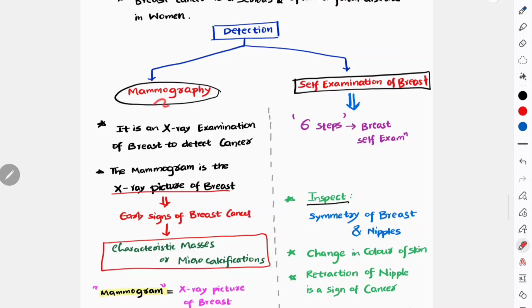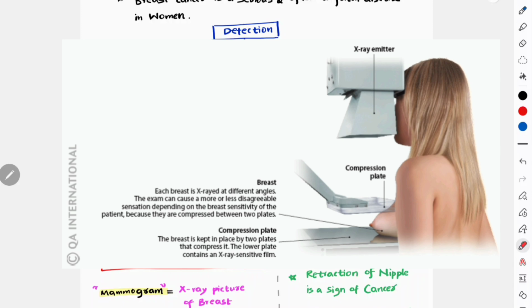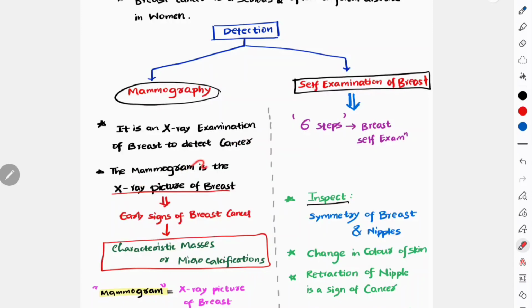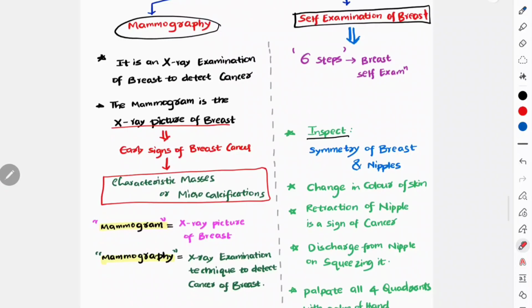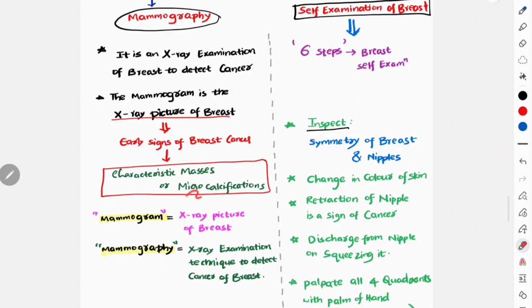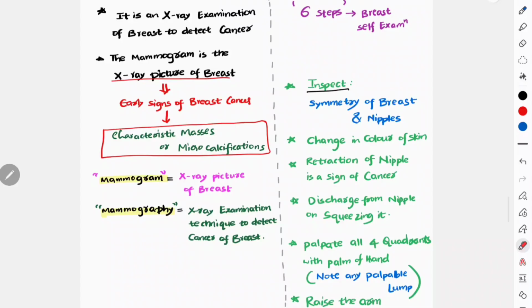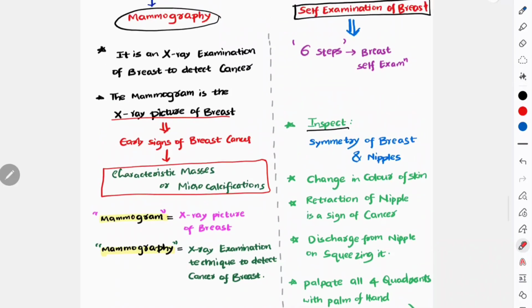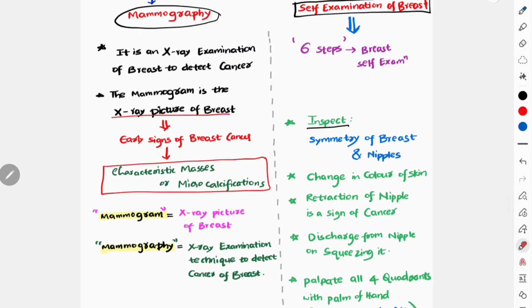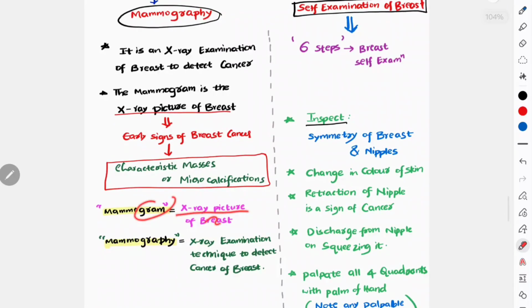Mammography is an X-ray examination, a radiation technique of the breast to detect cancer. The mammogram is the X-ray picture of the breast. We can detect early signs of breast cancer, a characteristic mass or microcalcifications. So from mammography we can detect this. As we all know, gram is the X-ray picture of the breast, and graphy is the X-ray examination technique to detect cancer of the breast.